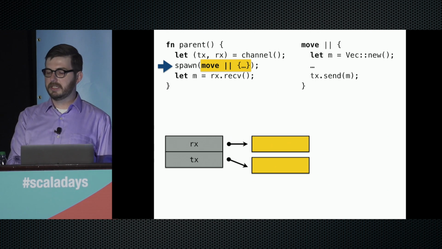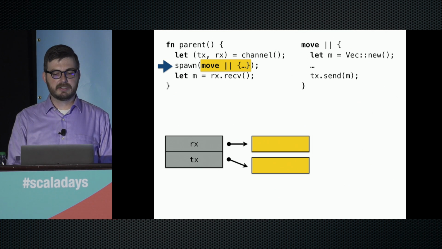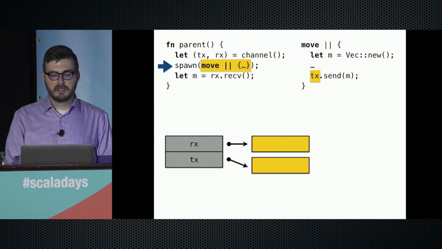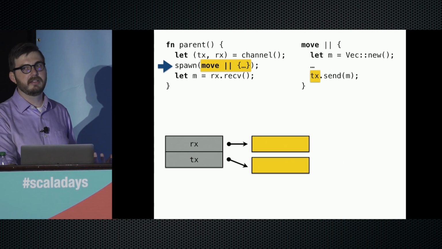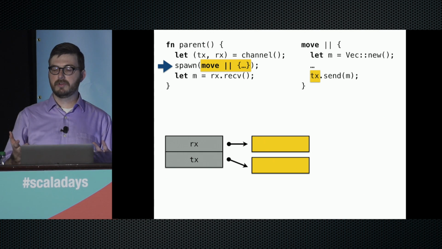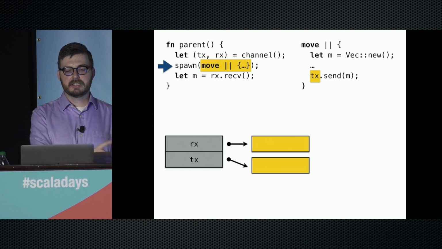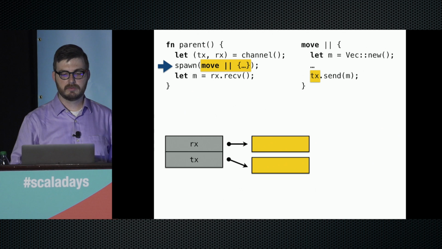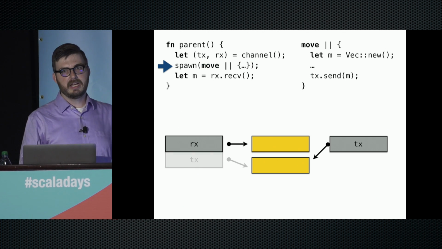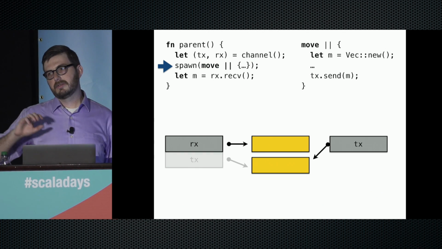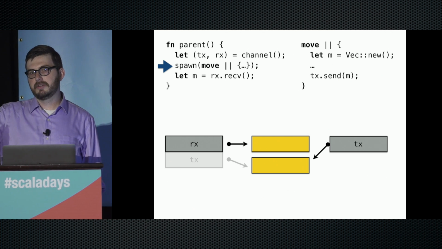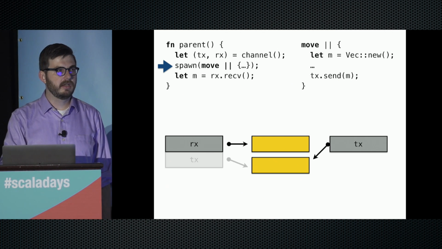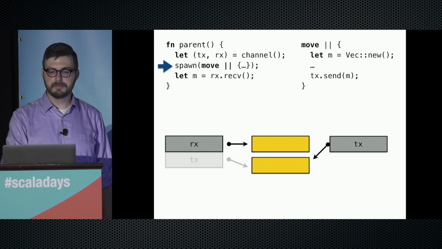So let's say the child looks like this. It allocates a vector and sends it on the transmit end. Because it mentions the transmit end, and we're saying we want to move ownership, we are actually taking ownership of the transmit end away from the parent. Concretely, that stack data is invalidated. TX now lives on the stack on the child thread as well. And now we're ready to communicate.